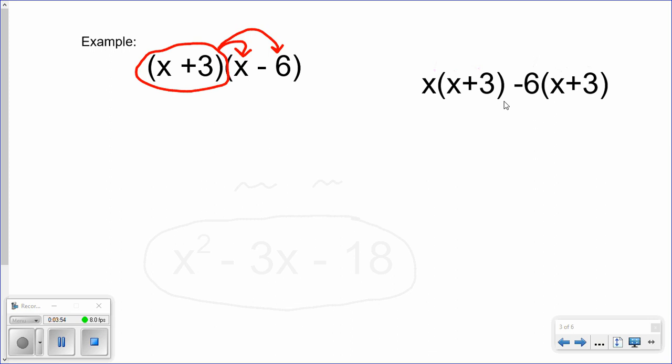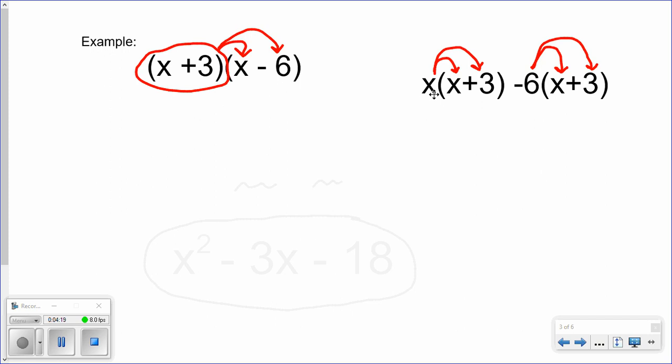So x times that whole parenthesis and negative 6 times that whole parenthesis. Then what you're going to do is distribute a smaller portion, so it's easier. So you're going to distribute the x to the x and to the 3. You're going to distribute the negative 6 to the x and to the 3. Okay, so it's just doing 2 lumps, rainbows, whatever. You're doing 2 distributive properties basically.